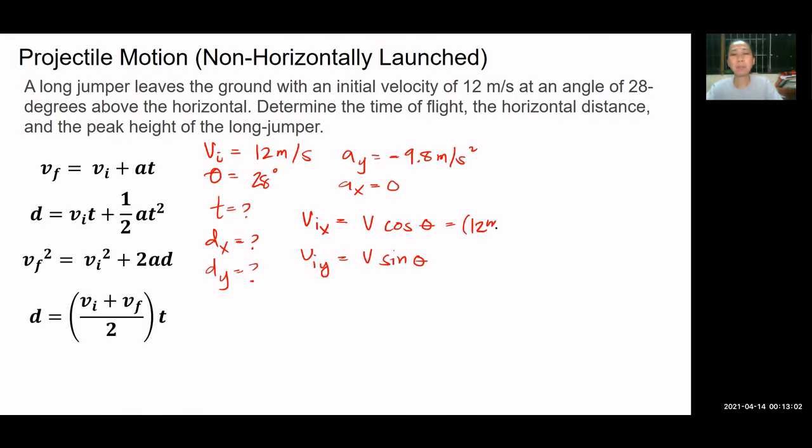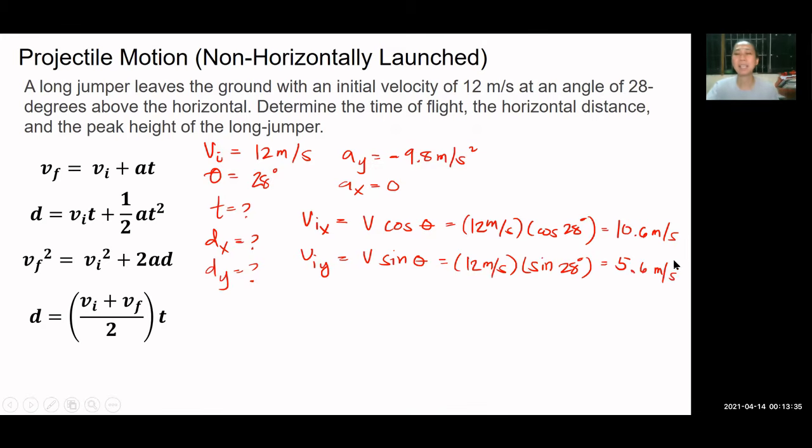So here we have 12 meters per second times the cosine of 28 degrees. And for VIY, we have 12 meters per second times the sine of 28 degrees. When we input this in our calculator, the answer we get is 10.6 meters per second, and the other one is 5.6 meters per second. Okay? So, given these values, we first need to solve for the time.